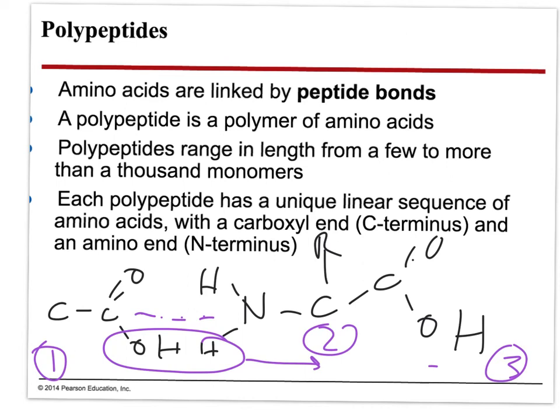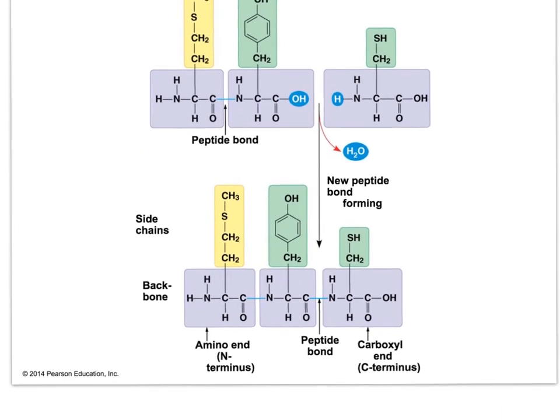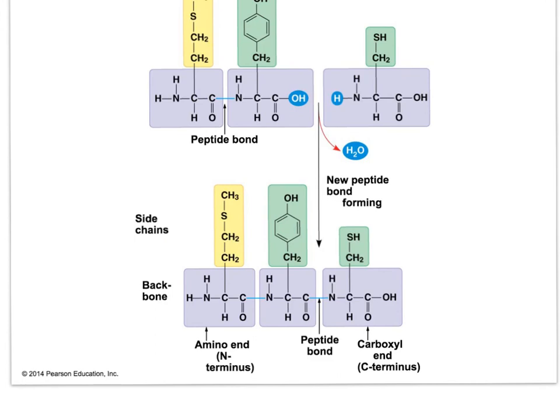Questions on the peptide bond? Polypeptides then are chains of amino acids with lots of peptide bonds. They could range in length from a few, 3, 4, 5, to more than 1,000. The largest protein out there is a protein called titin. It has over 30,000 amino acids linked together. There's the diagram: peptide bond, dehydration synthesis. We're adding one to the next.